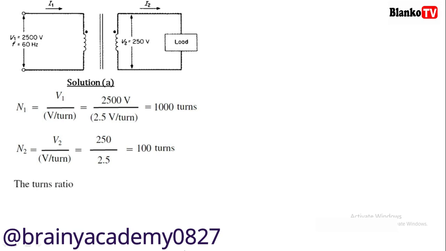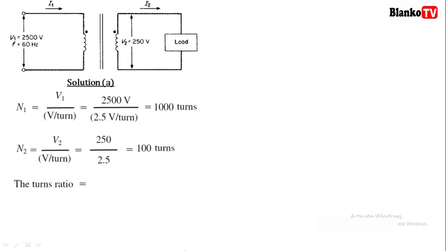So the turns ratio, which is N1 over N2, is equal to 1000 over 100, which is 10 over 1, which is 10:1. So our turns ratio is equal to 10:1. So let's move on with the solution B.